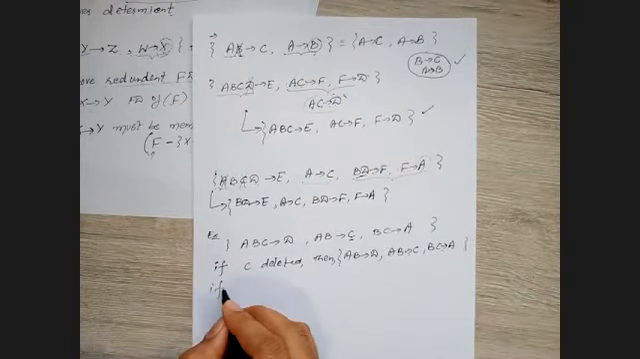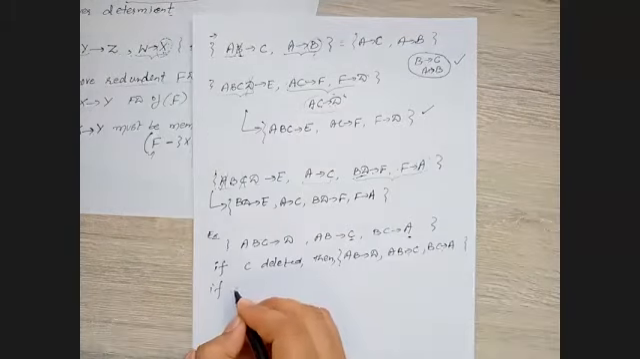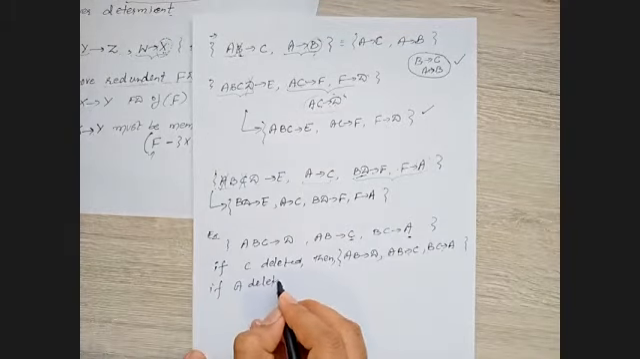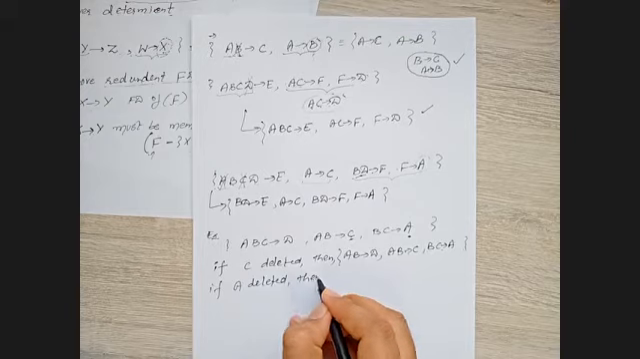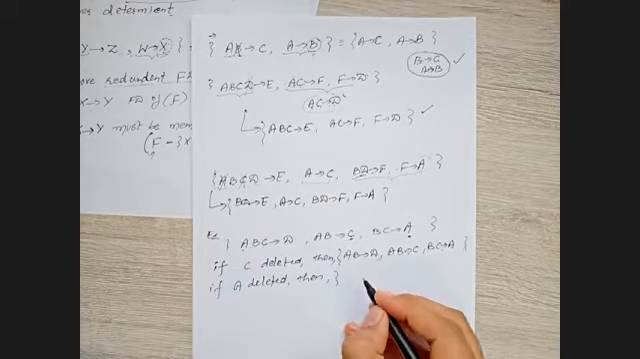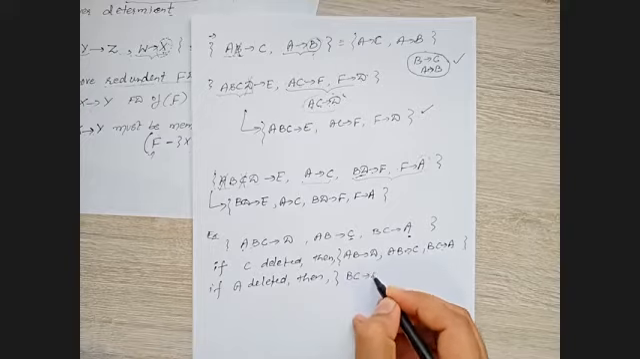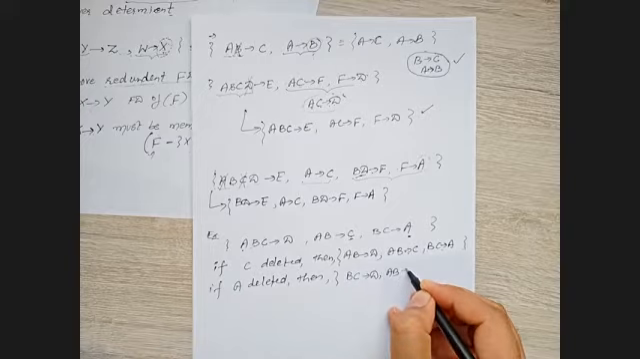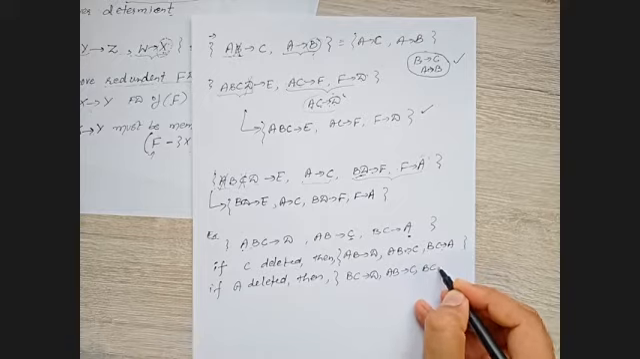But if we delete this A part, if A is deleted, then what are you getting? A is deleted, then BC gives D, AB gives C, and the rest as it is.